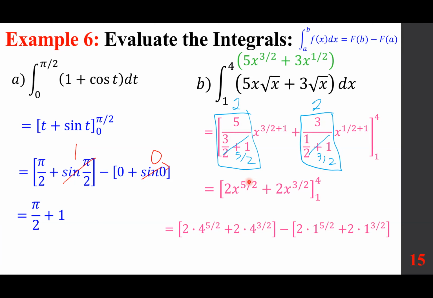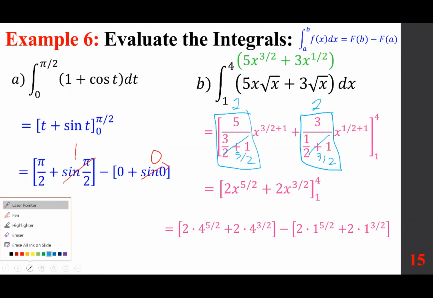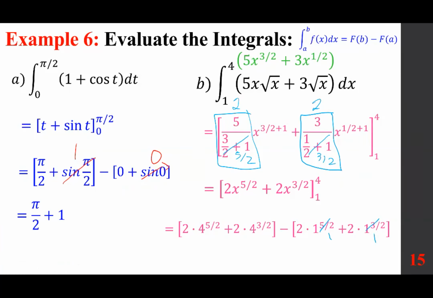2 times 4 to the power of 5 halves plus 2 times 4 to the power of 3 halves, minus, now replace it with 1: 2 times 1 to the power of 5 halves plus 2 times 1 to the power of 3 halves. And the first thing I hope everybody notices is that this is simply 1, this is simply 1, so this is 2 and 2, 4. 2 plus 2 is 4, right? 2 times 1, 2 times 1. So that's very simple.